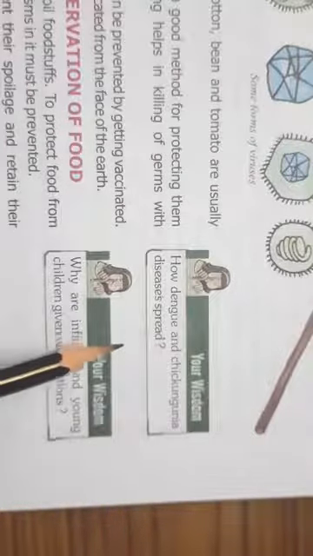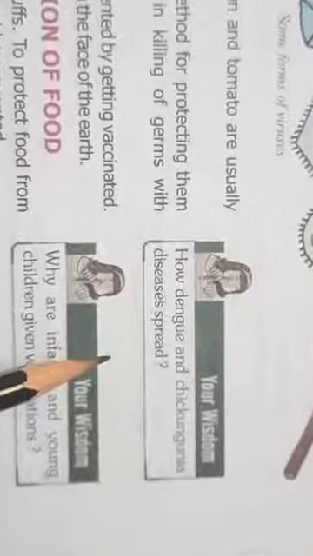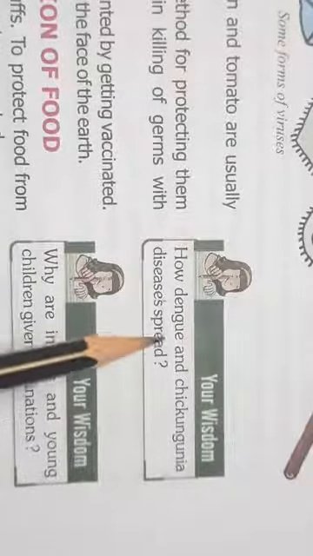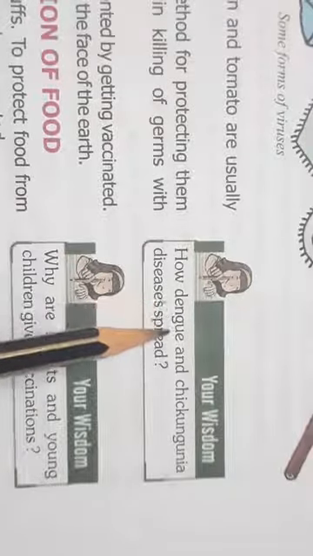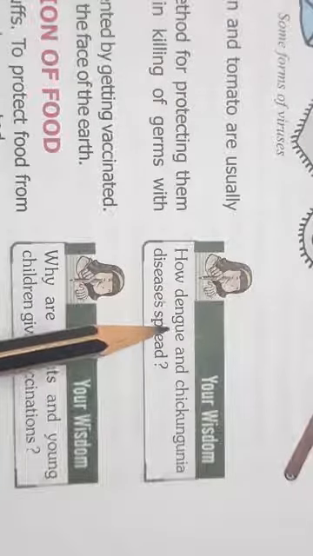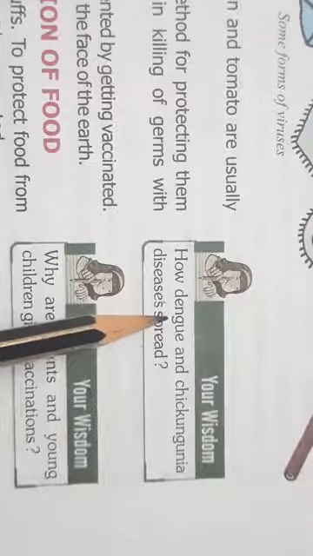Now here we have got some questions. One of the questions is how dengue and chikungunya diseases spread. Children, the spelling, see, D-E-N-G-U-E. You all usually say it one way, but that is not the correct pronunciation.